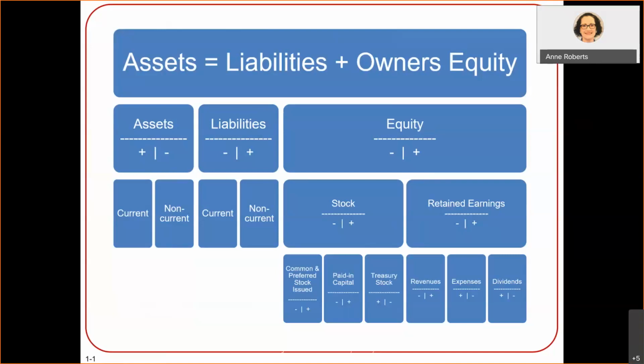All right, so let's talk about liabilities. Liabilities also have this current and non-current aspect to them. Current liabilities are things that we have to settle up within the next year. Non-current liabilities are things that we're going to settle up in more than 1 year.